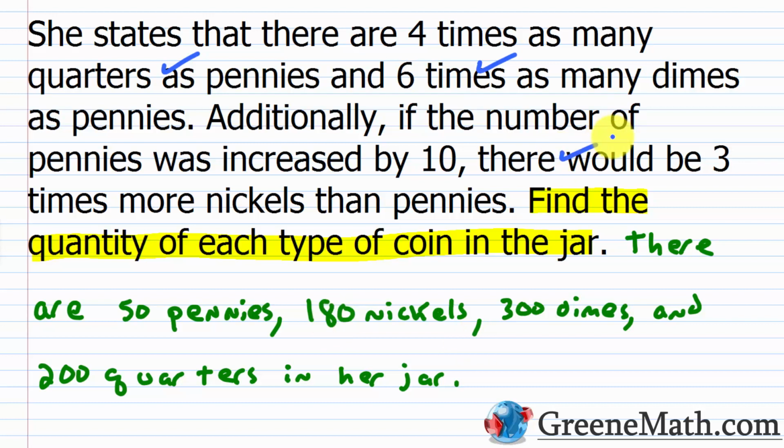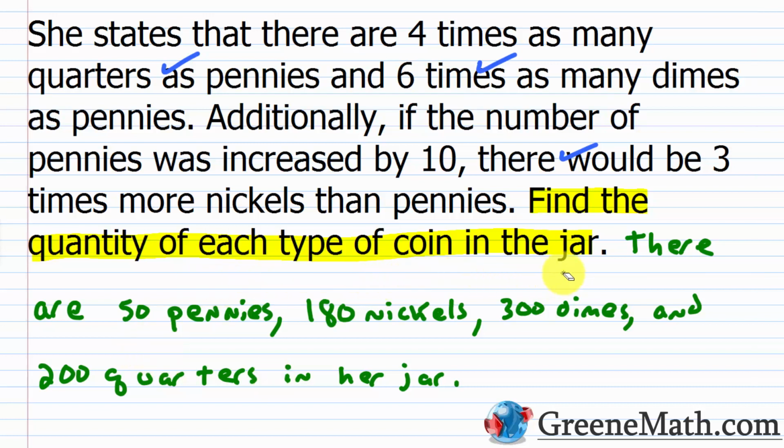Now, the last thing to check is the value. If I have 50 pennies, that's 0.5 or 50 cents. If I have 180 nickels, that's 180 times 0.05. It's basically $9. If I have 300 dimes, it's basically 300 times 0.1. That's going to be $30. And then if she has 200 quarters, that's 200 times 0.25, which is going to be 50. Okay? So 50 plus 30 is 80. 80 plus 9 is 89. Plus 50 cents is going to be $89.50. So we're good to go on our value, right?